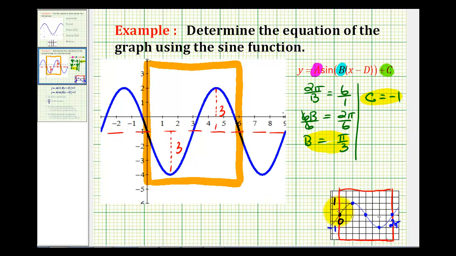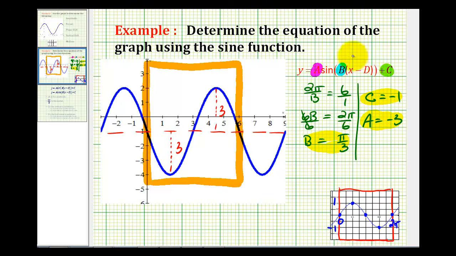But there's one more thing to notice about this graph. Notice how the basic sine function starts at the midline and then goes up, down, down, up, where this function starts at the midline and goes down, up, down. So this has been reflected across that midline, which tells us that even though the amplitude is +3, a is going to be equal to -3. Remember, if a is less than 0, it's a reflection across the midline.